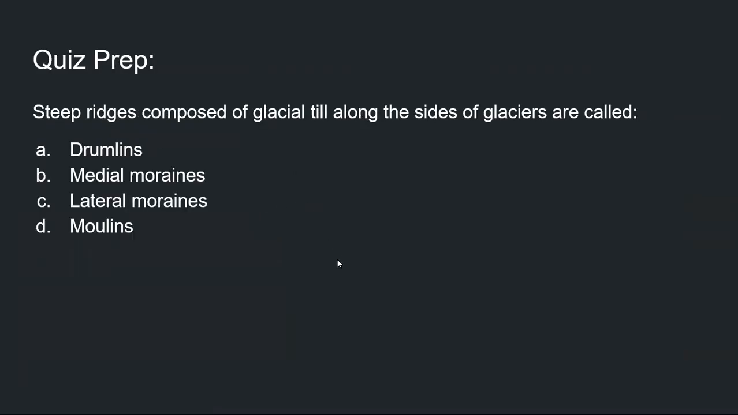Just two quiz preps to finish that section of the lecture. So steep ridges composed of glacial till along the sides of the glacier are called, I'm going to give you a few seconds. Those are called lateral moraines because, well, at the side of the glacier.